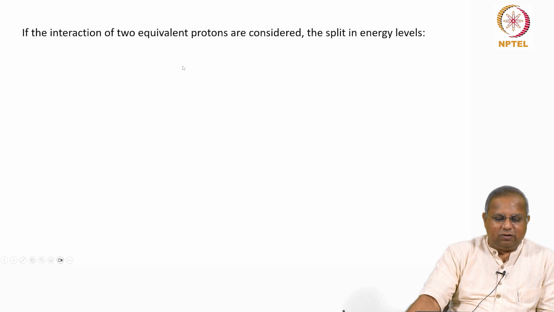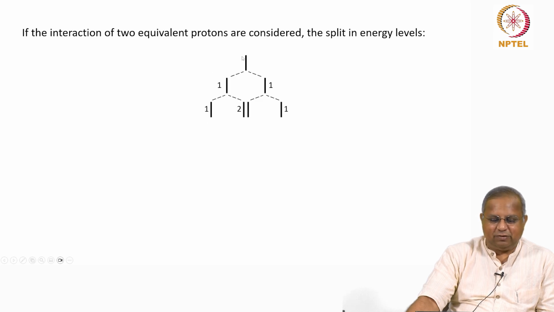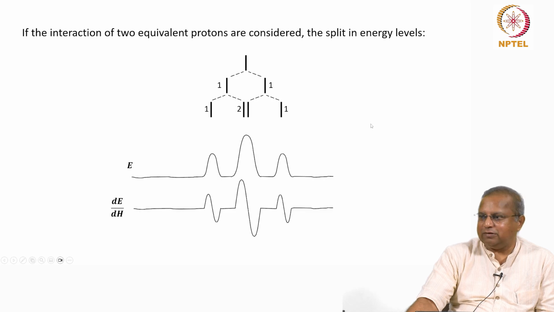If the interaction of two equivalent protons is considered, the split in energy levels is something like this. The one gets split into two, and then each one of these, due to its interaction with the other proton, gets split into this. Typically you have four levels, but two overlapping levels, so three levels with 1:2:1 ratio. So the energy spectrum would look something like this, and the derivative spectrum would look something like that.